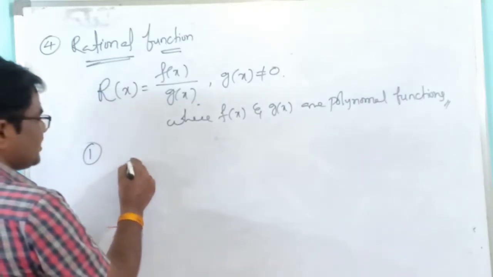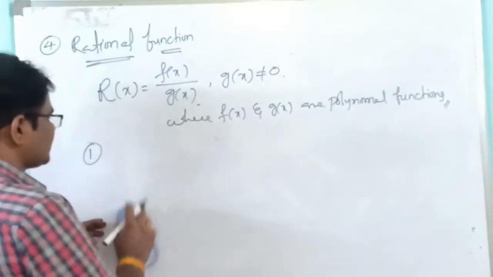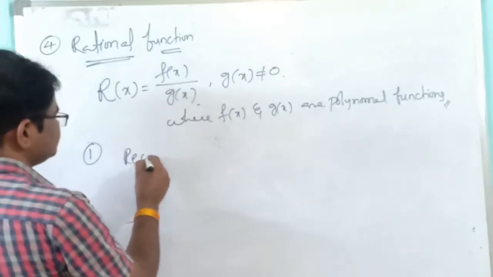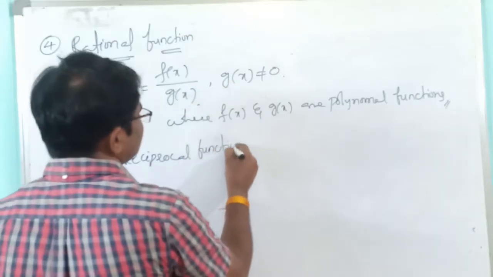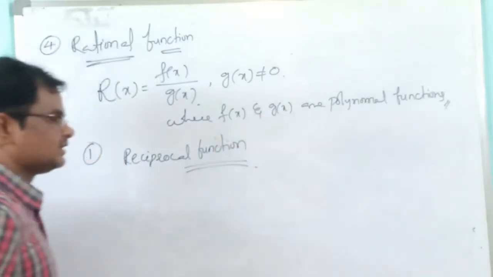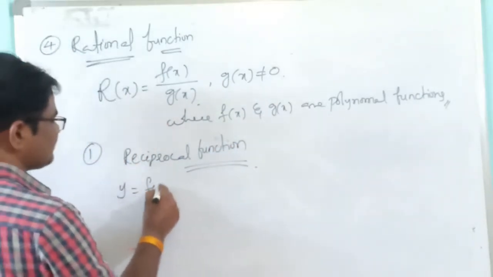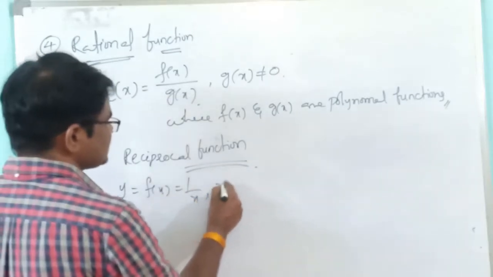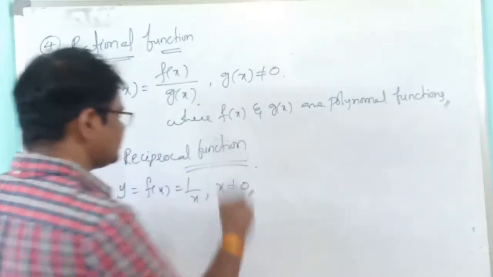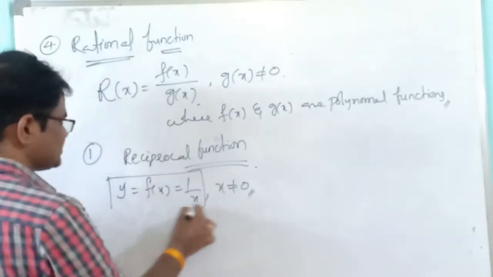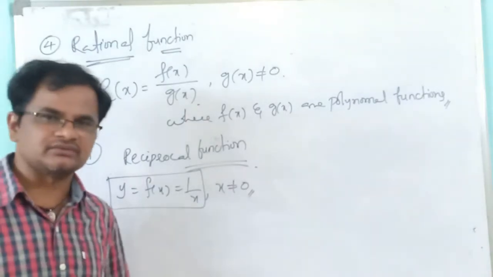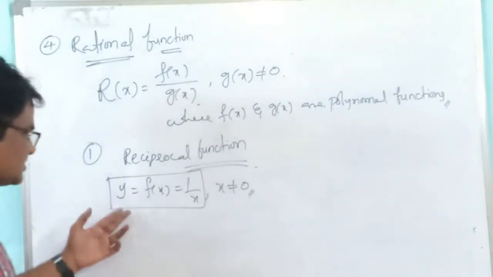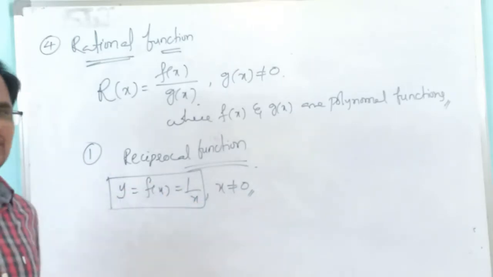That is the reciprocal function. Reciprocal function. That is y equal to f of x equal to 1 by x, where x is not equal to 0. This is important in the rational function. So how to draw the graph? You take some values. Here x not equal to 0, so x not equal to 0 means the remaining values you take.